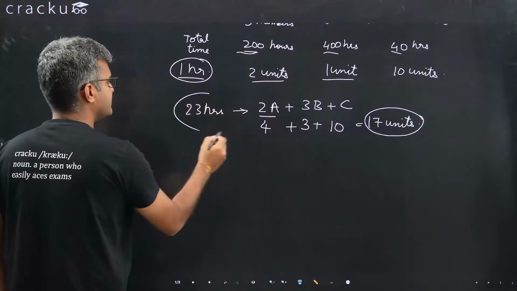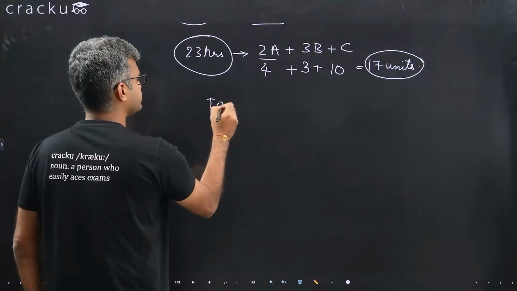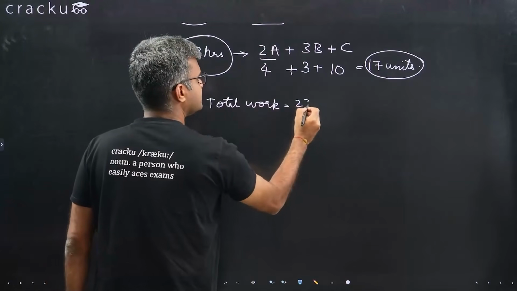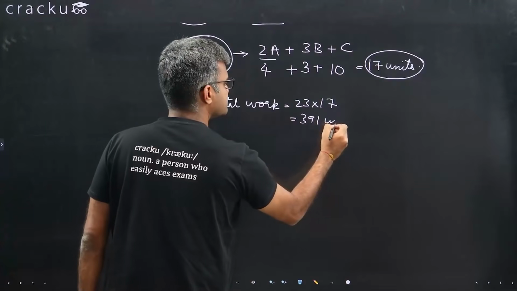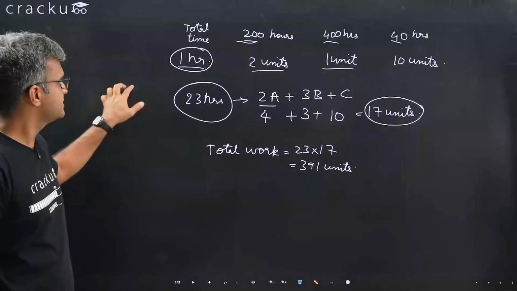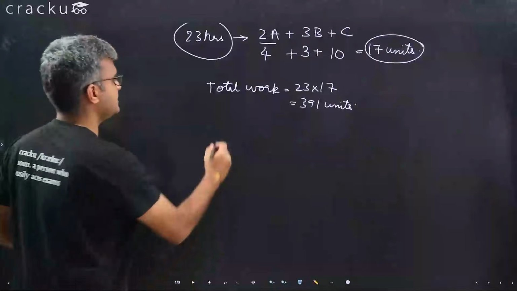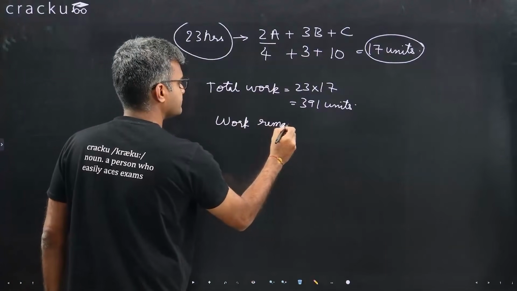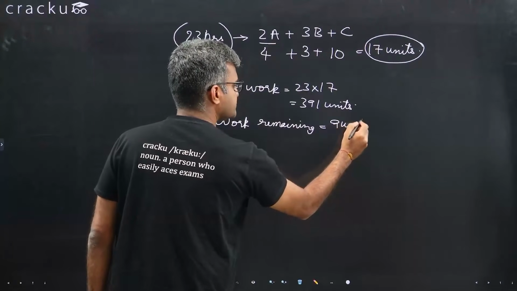They work together for 23 hours. So the total work done by these guys is 23 into 17, which is equal to 391 units. So this team has finished 391 units of work in 23 hours. The total work that needs to be done is 400 units. So now the work remaining is just 9 units.